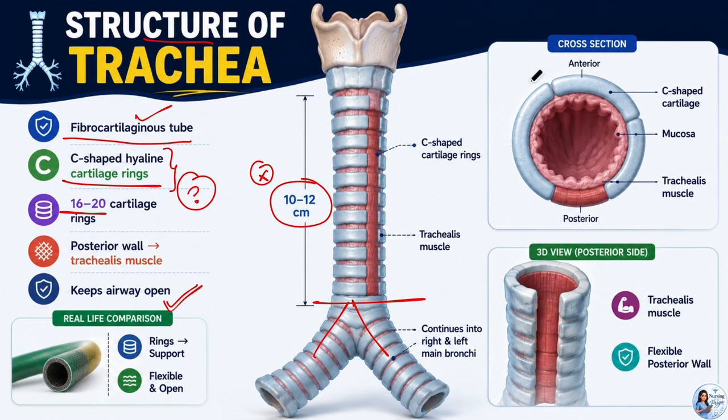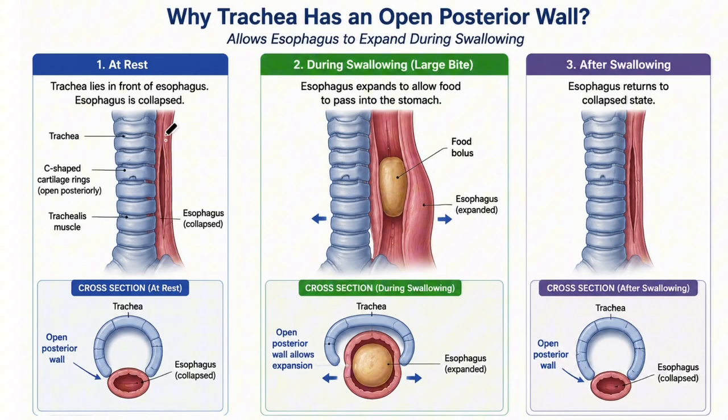Now, look carefully at this cross section. Notice that the rings are C-shaped. They do not complete the circles. The open part is at the posterior side, where we find the trachealis muscle. Now, why is this important? Because the esophagus lies just behind the trachea, and when you swallow food, the esophagus needs to expand itself. The flexible wall present behind the trachea allows this expansion without compressing the food bolus.